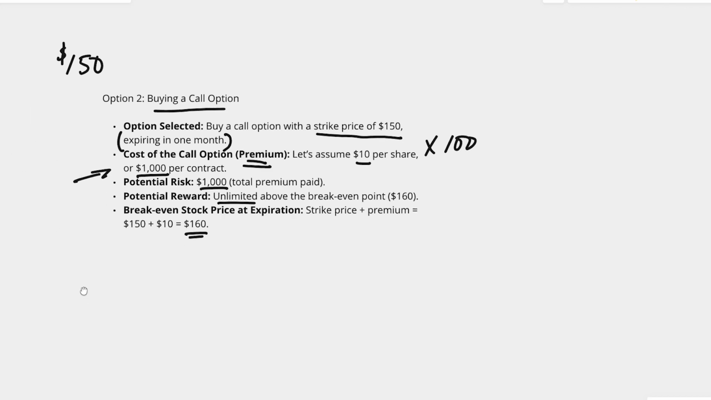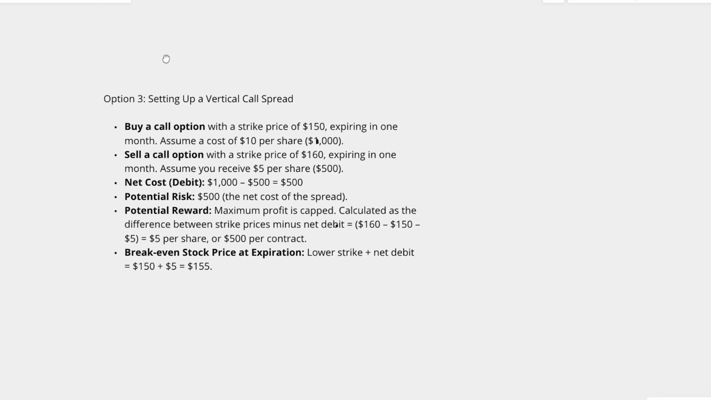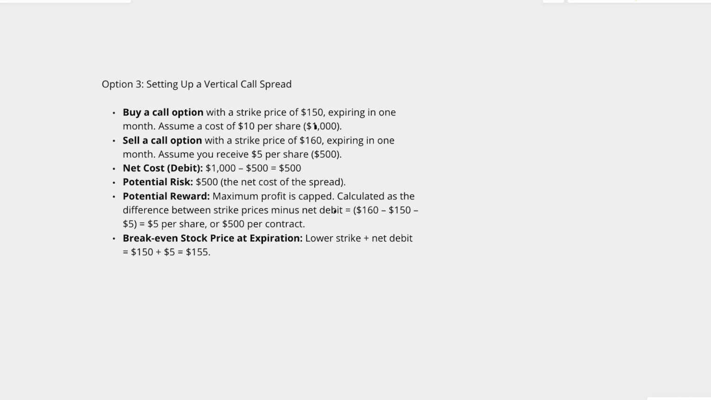And then lastly, we have our vertical spread. So in this scenario, we're going to buy and sell a Tesla call option, and the strike prices will differ. So we're going to buy a call option with a strike price of 150, expiring in 1 month. So we're going to pay out $1,000 for that. So that's going to be a debit, as we talked about earlier in the video. And then we're going to sell a call option with a less favorable strike price of $160, expiring in 1 month. And that's only going to be worth $500.